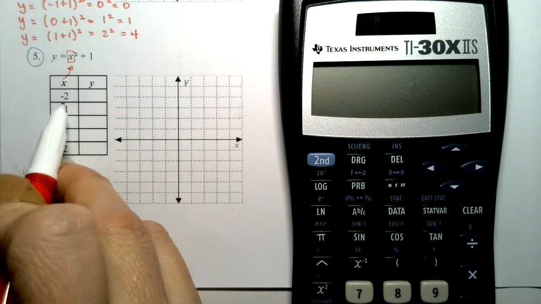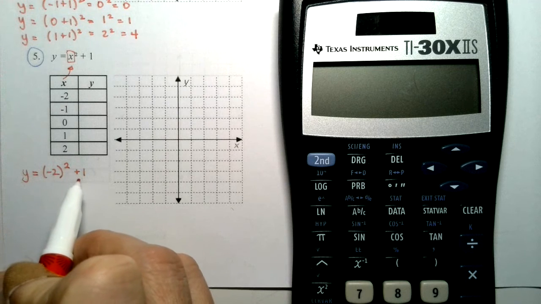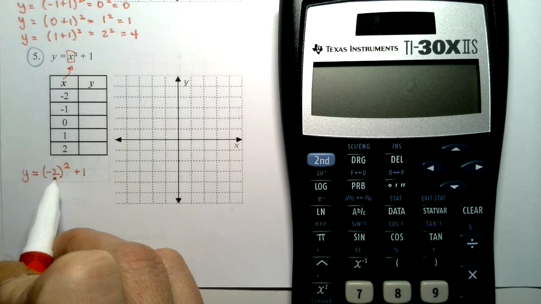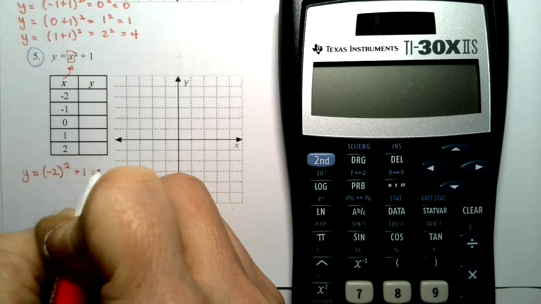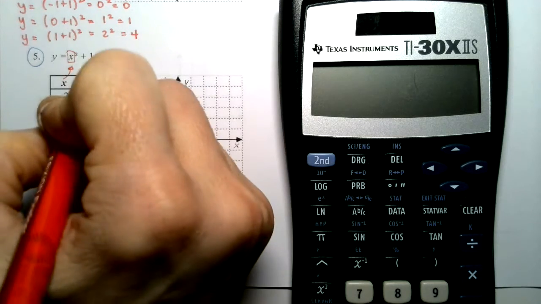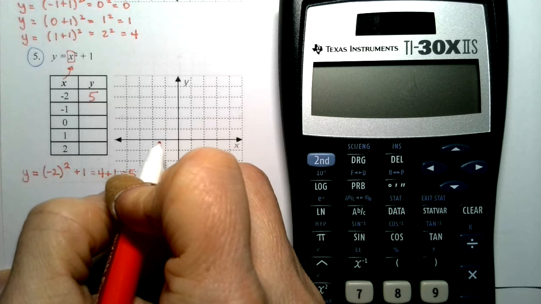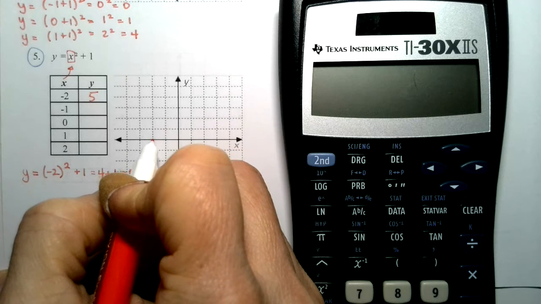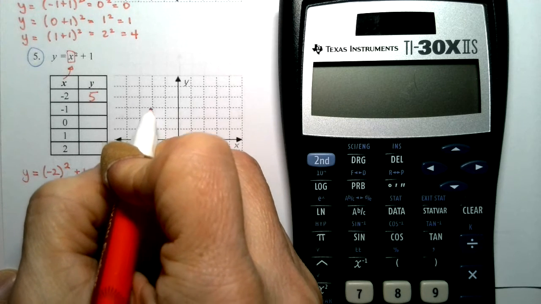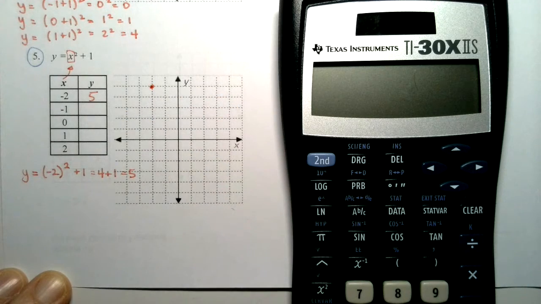So plugging in -2 right here, I would have y equals -2 squared plus 1. -2 times -2 is +4. And 4 plus 1 is 5. So again, go -2 on the x-axis, which is right here, and up 5, which is right here, and that would be my first point.